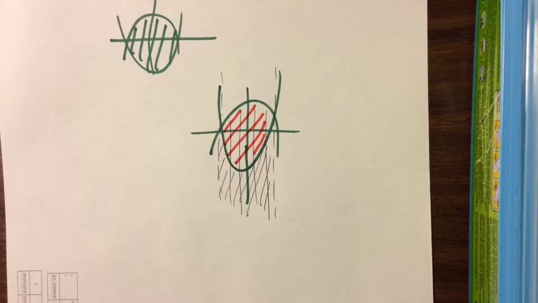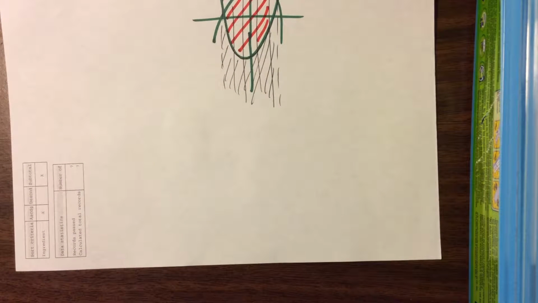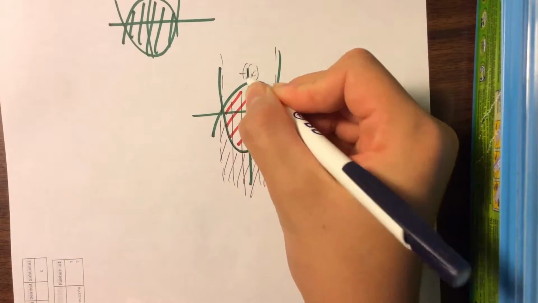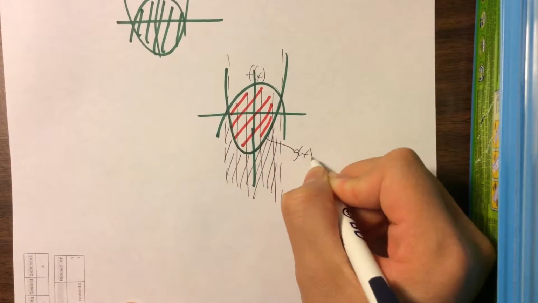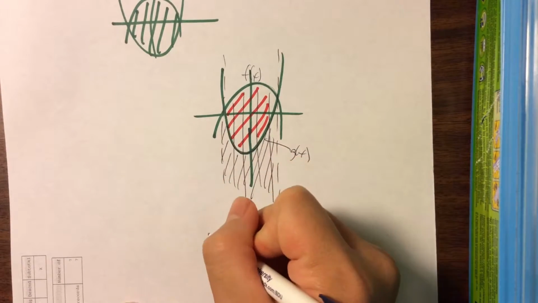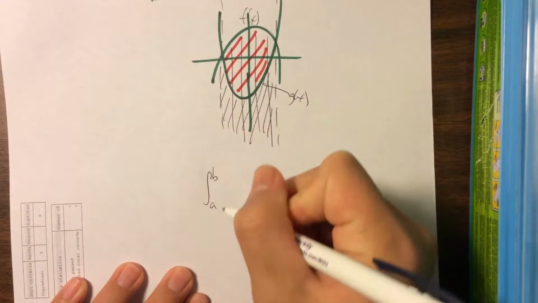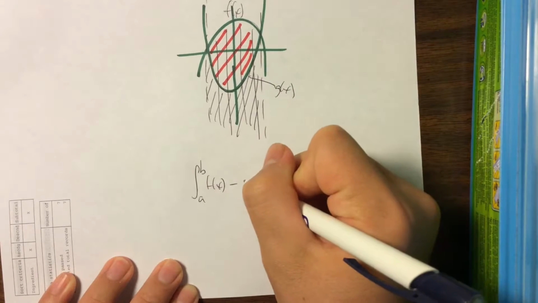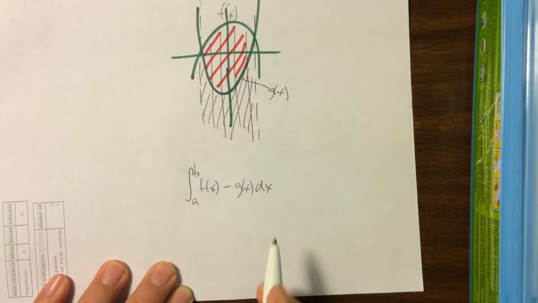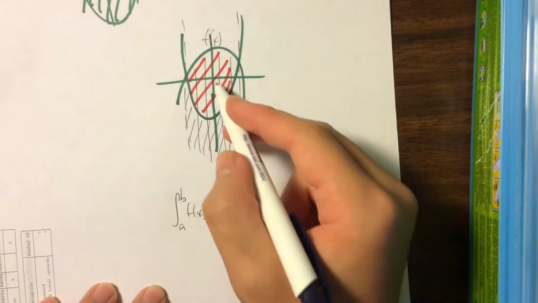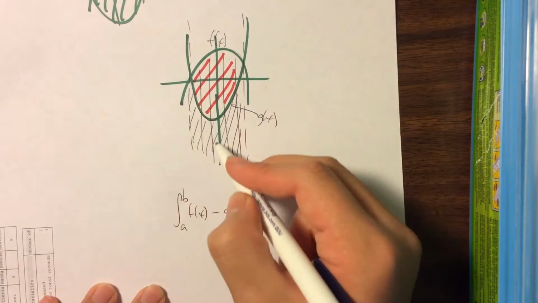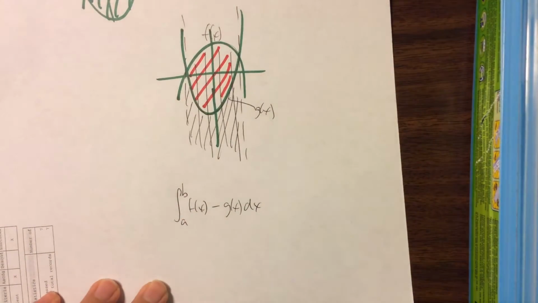Alright, so how do we write this out? Well, we know that the area under a curve is found using the integral. So if we have, let's just say the top one is f of x, and the bottom one's g of x, and the interval is from a to b, then it's just the integral from a to b of the top one, which is f of x, minus g of x dx. So that would just be the area under the top curve minus the area under the lower curve in the interval from a to b.